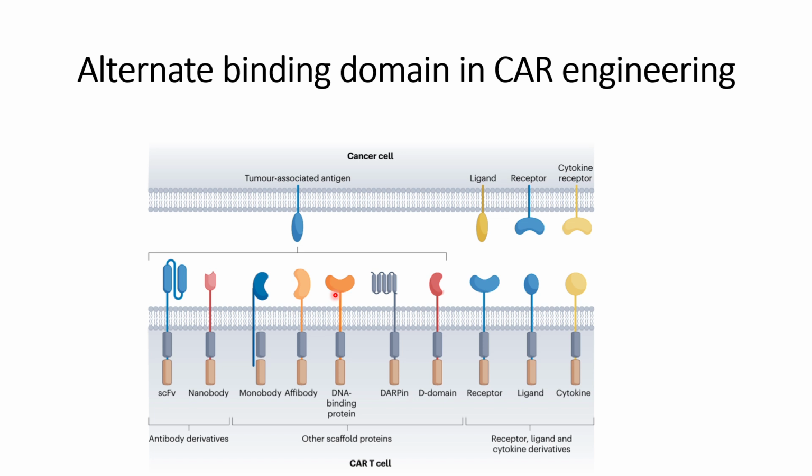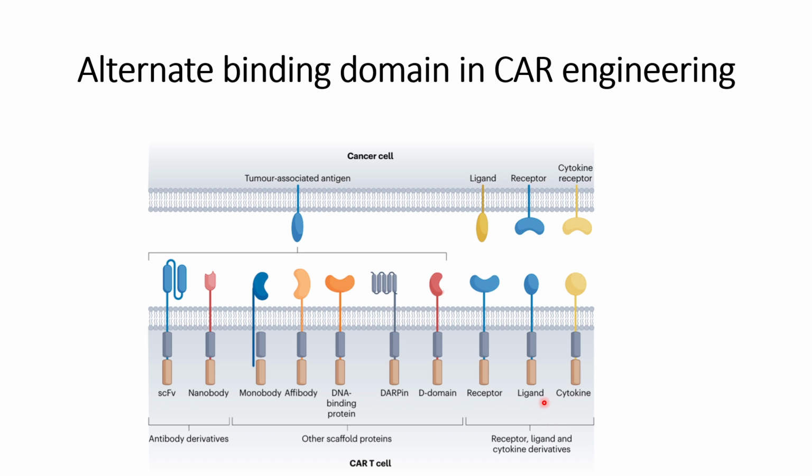And these scaffold proteins are made by non-traditional methods, so they are always prone to give some immunogenic reactions, as they are not humanized or optimized. So it also has a problem. In order to counter that, the researchers now focus on receptors, ligands, and cytokine derivatives.